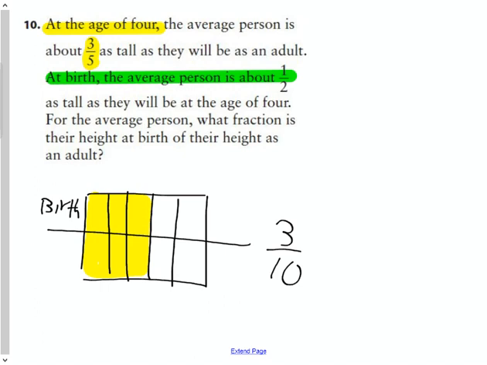Now without drawing it, someone tell me how you would have created that, Jordan, without drawing it. The answer would be half of 3/5, right? So without drawing it, if you said half of 3/5, multiply your numerators and multiply your denominators, you would also get 3/10.